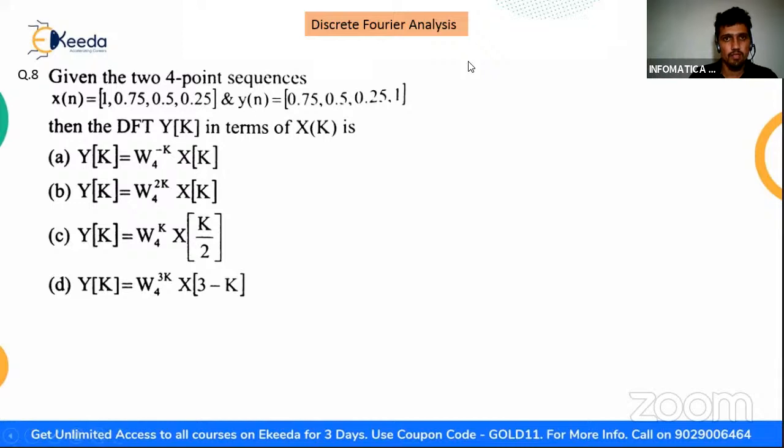You are given 4-point sequences. Finite duration, 4-point sequences, this and this, then the DFT Y(k) in terms of X(k). This is again similar to the last question we have done. We just need to find out what the shifting here is, and whether it is a left circular shift or a right circular shift.